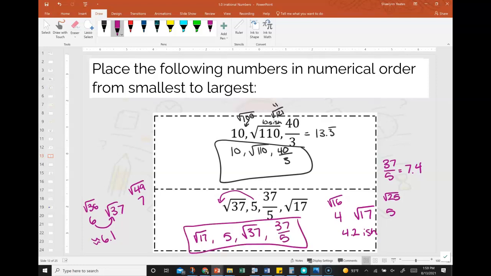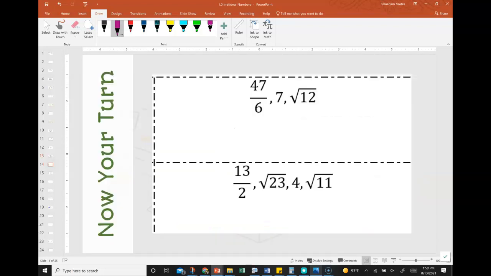Okay? So that's what you should be doing here. Go ahead and give that a shot on these two problems, and then the answers are on the next slide.